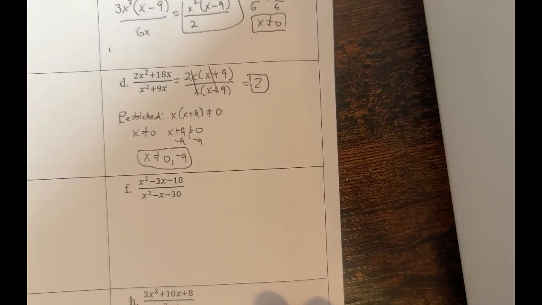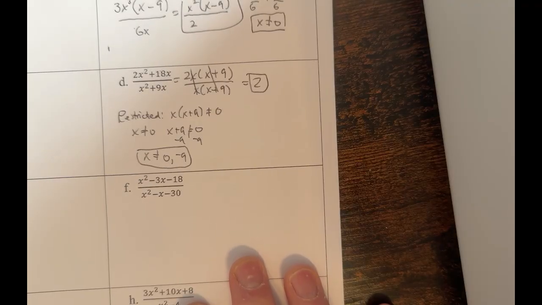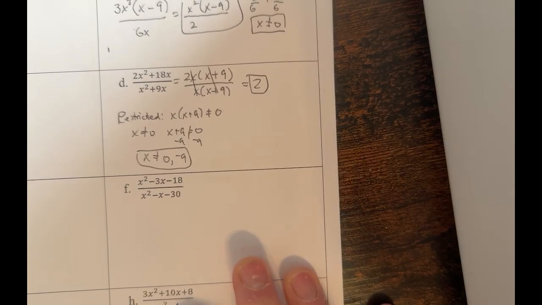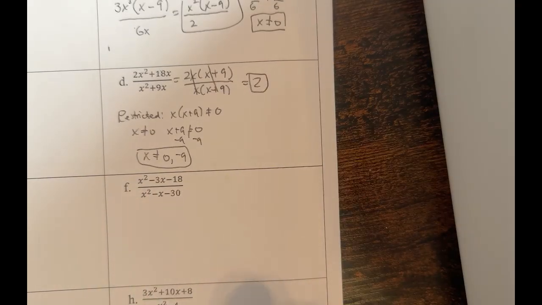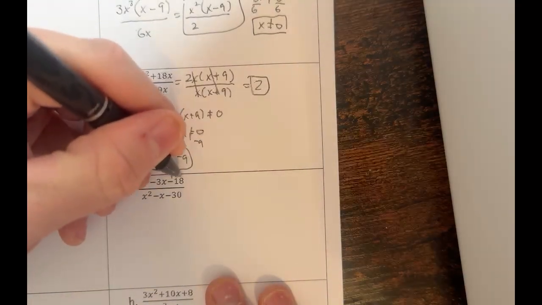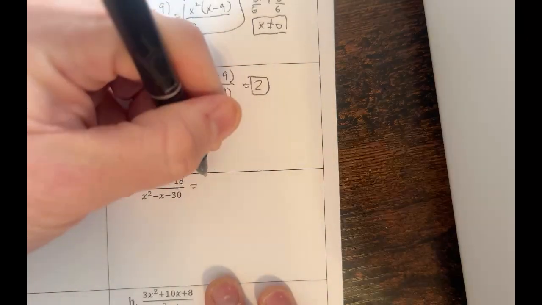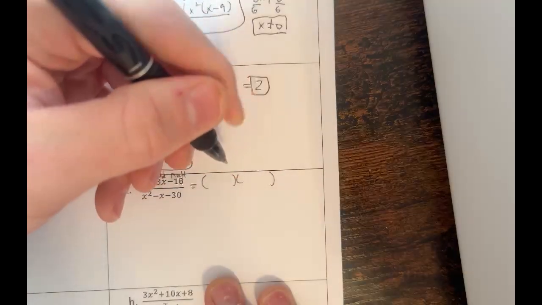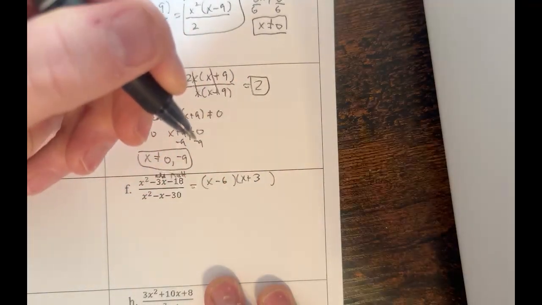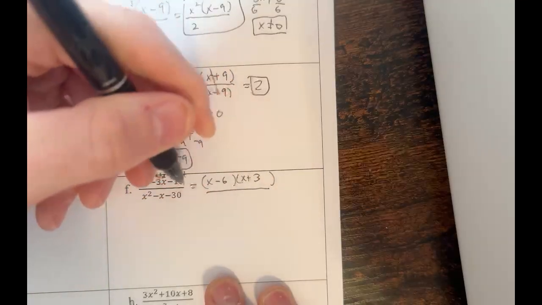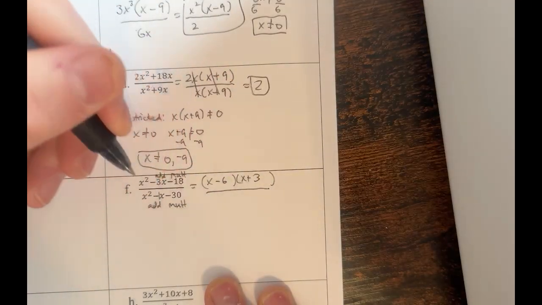Let's go look at f. So I've got x squared minus 3x minus 18 on top, and x squared minus x minus 30. We could play the whole factoring game. If there's any common factors besides 1, no. But we can play the whole what multiplies to this and adds to this. So what multiplies to negative 18 and adds to negative 3? What about negative 6 and positive 3? On bottom, what multiplies to negative 30 and adds to negative 1?